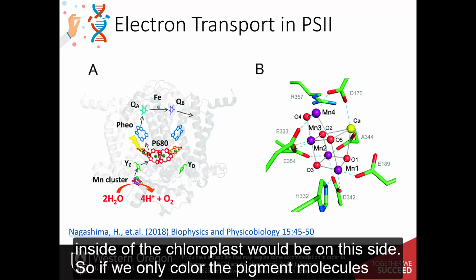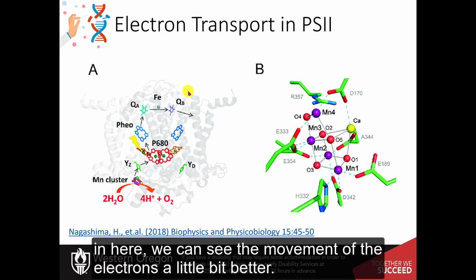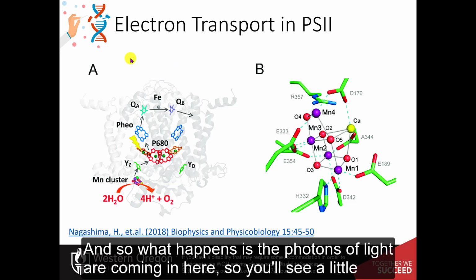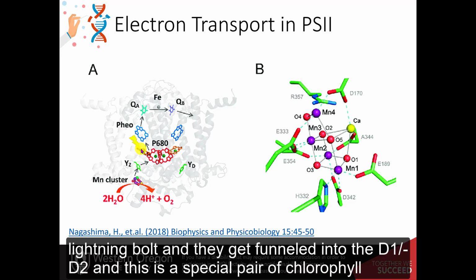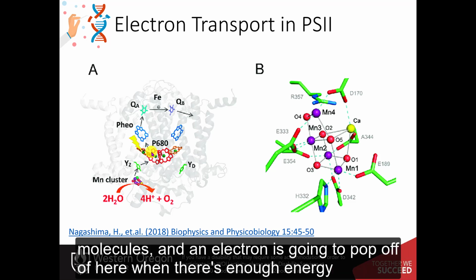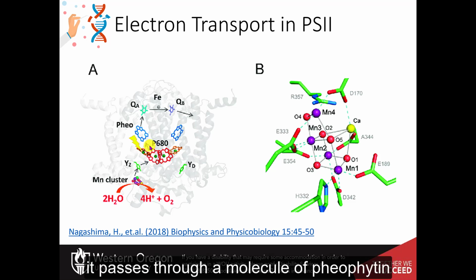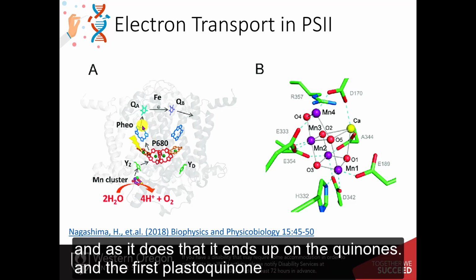So if we only color the pigment molecules in here, we can see the movement of the electrons a little bit better. And so what happens is the photons of light are coming in here. You see our little lightning bolt, and they get funneled into the D1, D2. And this is our special pair of chlorophyll molecules. And an electron is going to pop off of here when there's enough energy. It passes through a molecule of pheophytin. And as it does that, it ends up on the quinone.